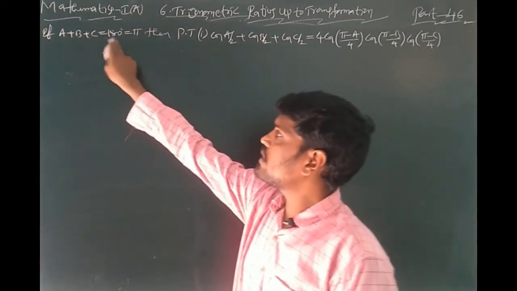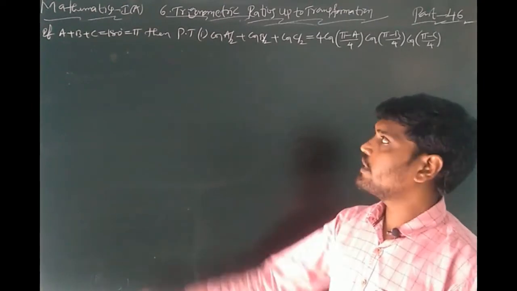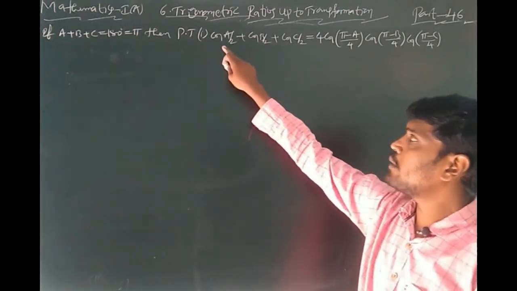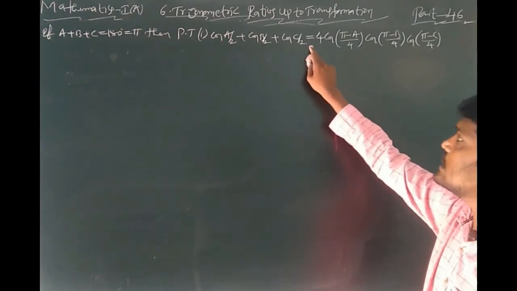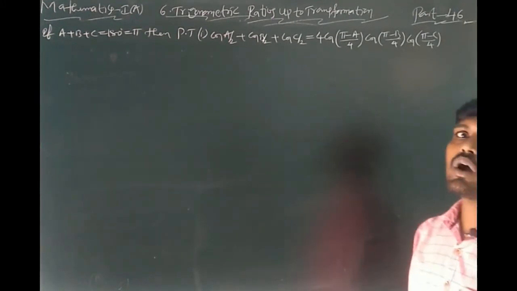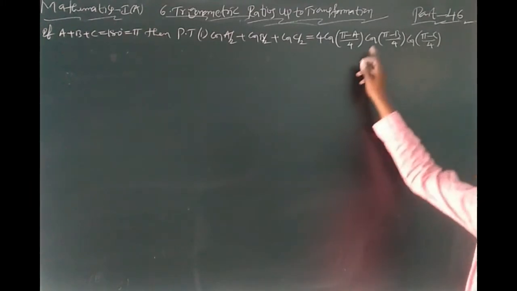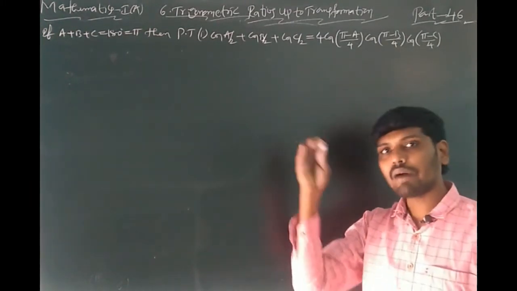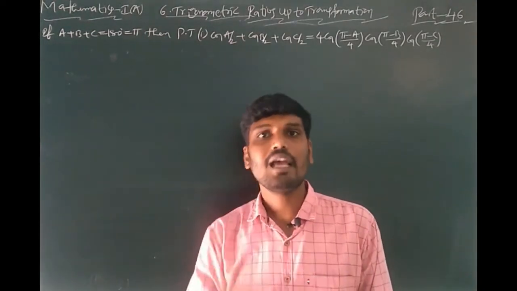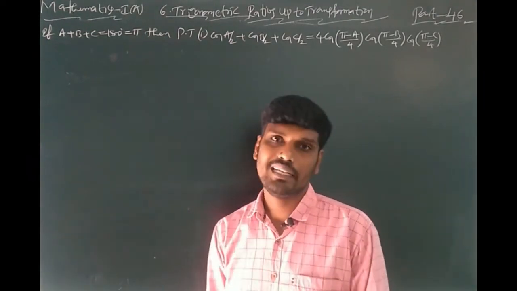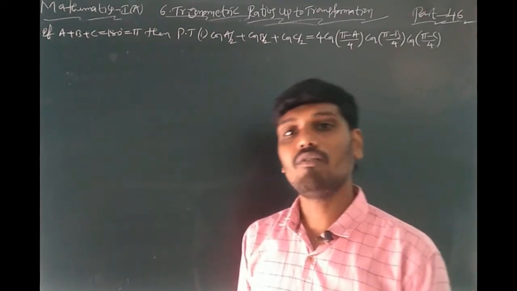If A plus B plus C equals 180 degrees or pi radians, then prove that cos A by 2 plus cos B by 2 plus cos C by 2 is equal to 4 into cos of (pi minus A) by 4 into cos of (pi minus B) by 4 into cos of (pi minus C) by 4. Pi is nothing but pi radians, 180 degrees. You can write pi or 180 degrees.